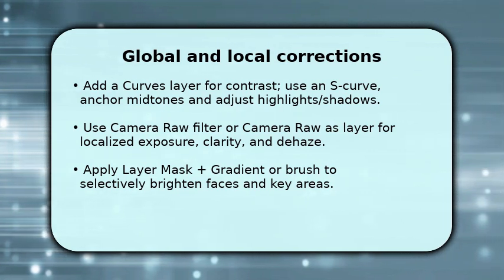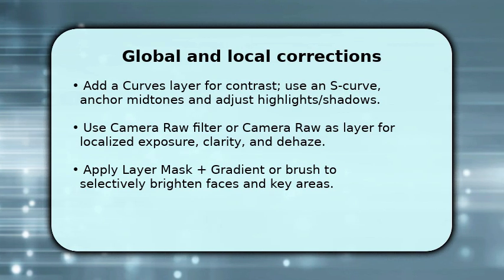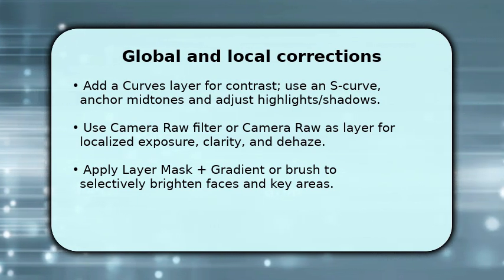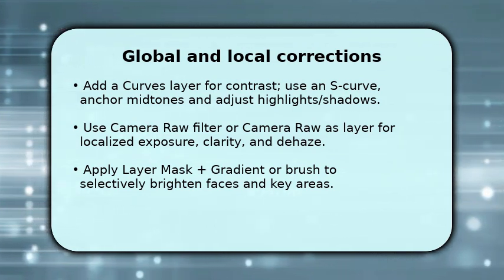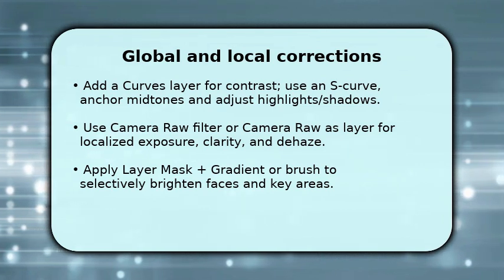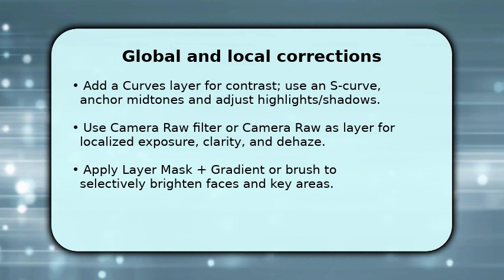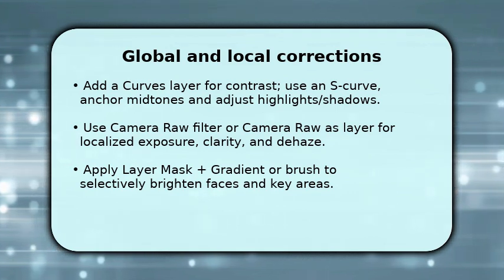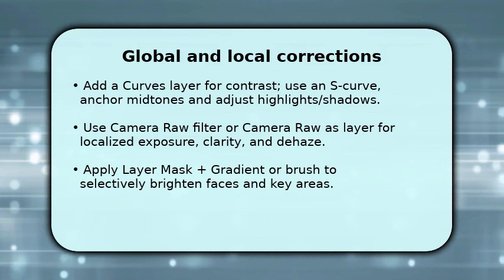This preserves flexibility. Then paint on the layer mask with a soft, low-opacity brush or gradient to locally brighten faces, foregrounds, or windows. Make sure to feather selections and reduce highlights after brightening. This keeps the result natural and avoids halos.